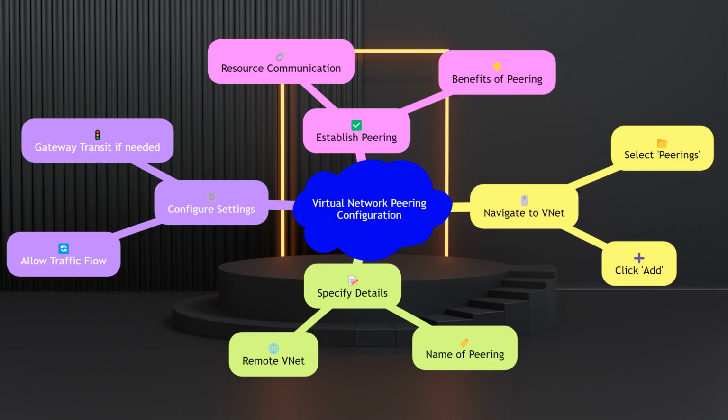To configure virtual network peering, navigate to the VNet you want to peer, select Peerings, and click Add. Specify the name of the peering, the remote VNet, and configure the peering settings, such as allowing traffic to flow between the VNets and configuring gateway transit if needed. Once the peering is established, resources in both VNets can communicate with each other, leveraging the benefits of peering.